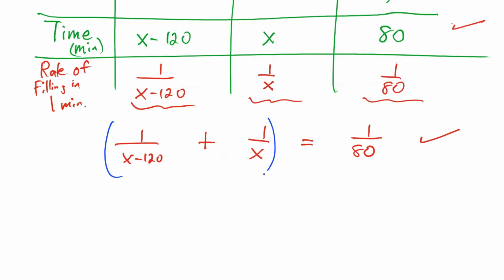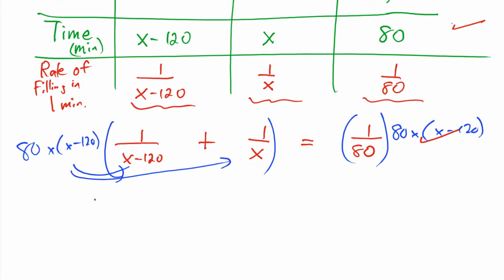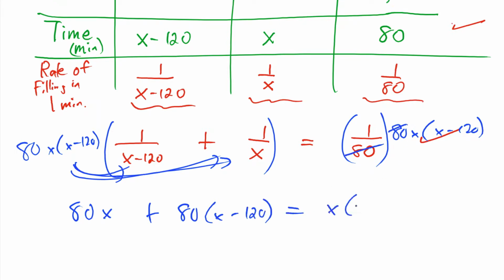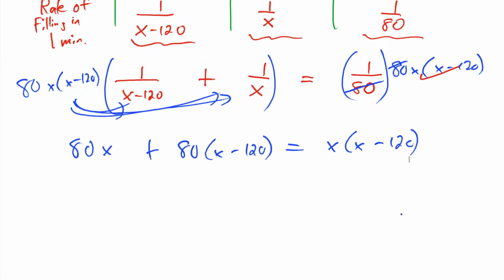Let's solve the equation by multiplying both sides by the common denominator, which would be 80 times x times (x minus 120). Distribute this through. On the first term, the x minus 120s cancel out. On the second term, the x's cancel out. And on the right side, the 80s cancel out. And we now have our equation without fractions.